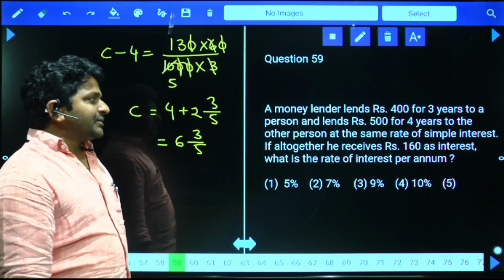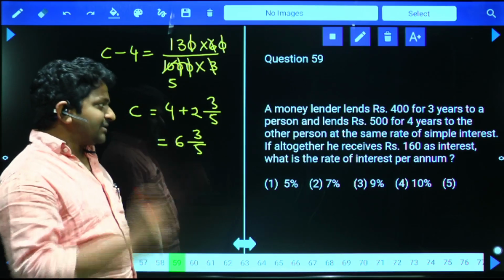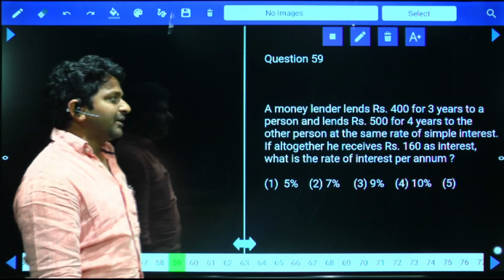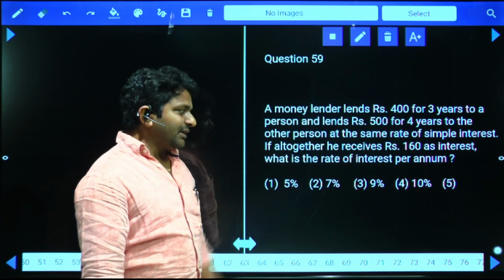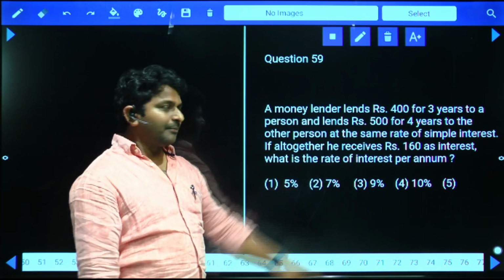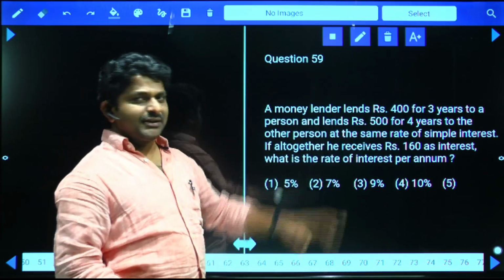A money lender lends 400 rupees for 3 years to a person and lends 500 rupees for 4 years to the other person at the same rate of interest. If altogether he receives 160 rupees as interest, what is the rate of interest per annum? Now, I'm going to just convert the data.